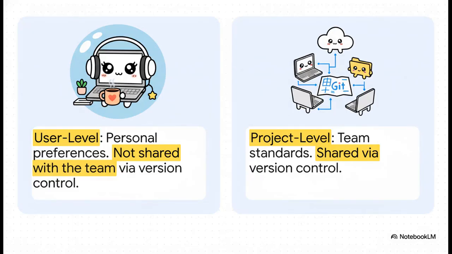Now, this is the part you really need to hear. If you want a new developer to join your team and instantly get on the same page, their instructions have to be in the project-level config. Why? It's simple. That file gets checked into your version control, like Git. Your personal user-level file, that stays on your machine. This is, without a doubt, the number one reason teams see inconsistent AI behavior, so get it in the project.